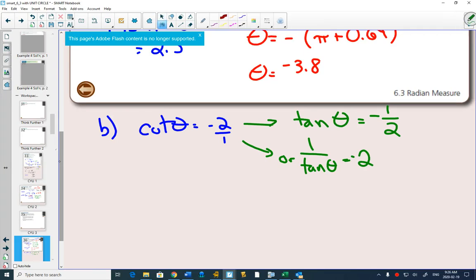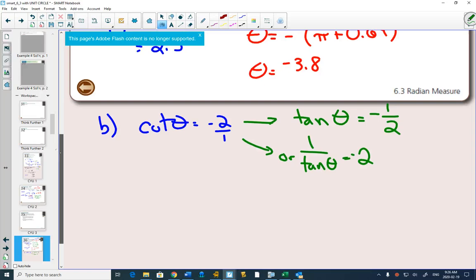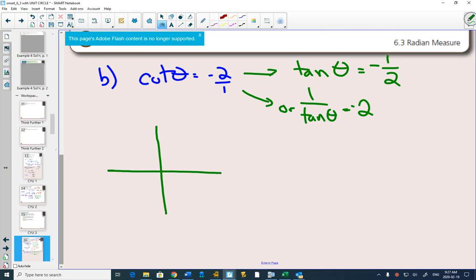We know that tan is negative a half, right? From grade 11 math, what quadrants is that in? If you know that tan of theta is negative a half, what quadrants would it be in? It would be in, not 3, tan is positive in quadrant 3. 4, yes. And 2, CAST rule.